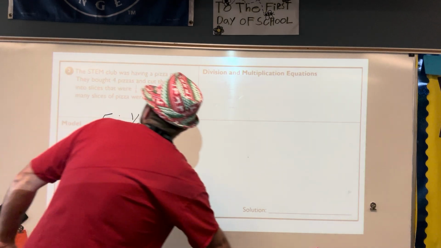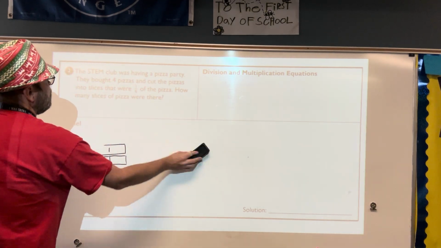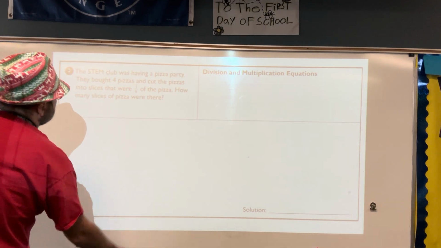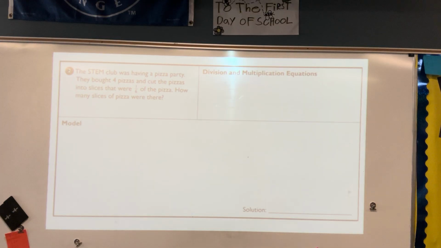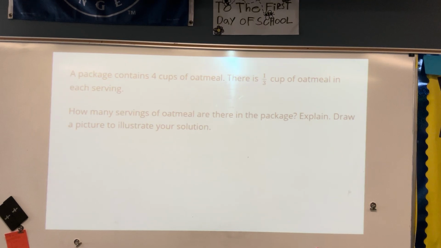Okay, the STEM club was having a pizza party. We already did this one because we know we're dividing the 4 pizzas, and each pizza is going to be divided into 6 equal pieces. So 4 divided by 1/6, they're going to be 24 slices of pizza.